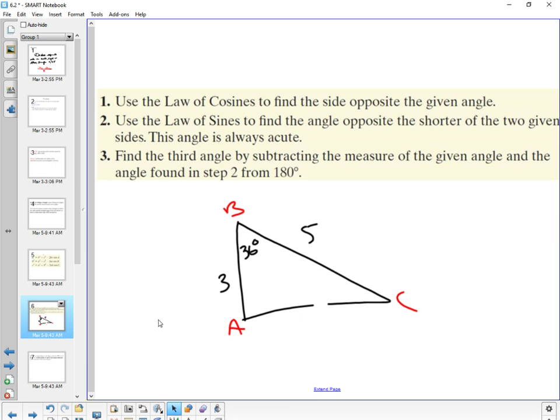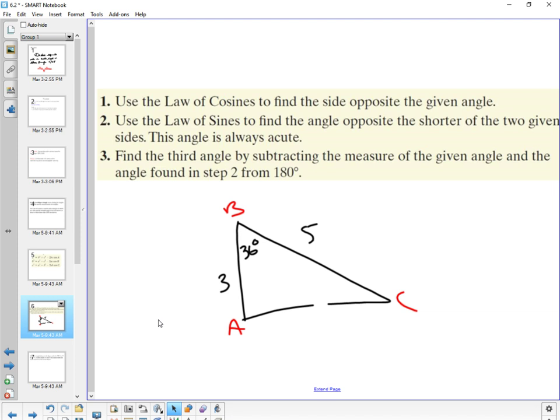Here's a scenario that I want to solve. I want to solve this triangle. That means I need all sides and I'm going to need all angles. My preference would be to use the law of sines.